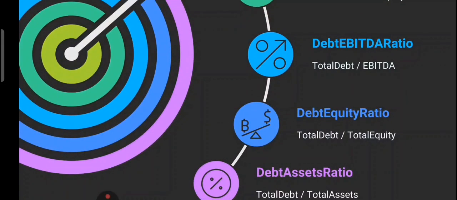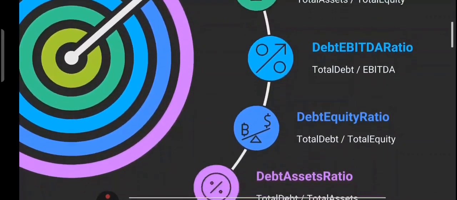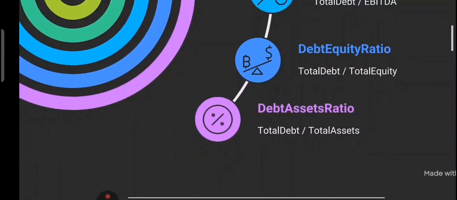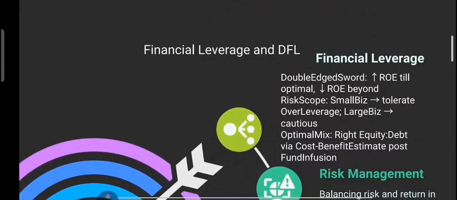Debt equity ratio, debt and owners' contribution comparison is being done using this ratio. And debt asset ratio means how much of the asset is funded by debt. Like debt equity ratio, similarly we have debt asset ratio. Lower it is, better. Now friends, let's shift our focus to the financial leverage, right?